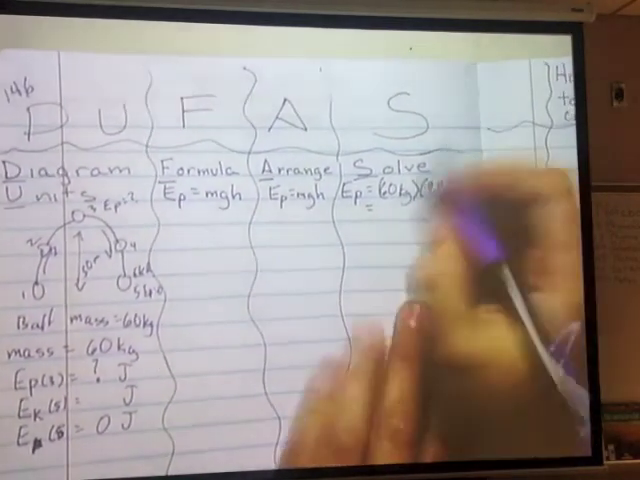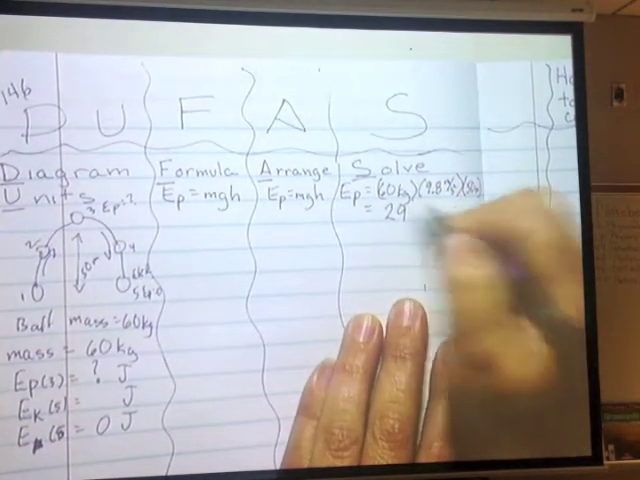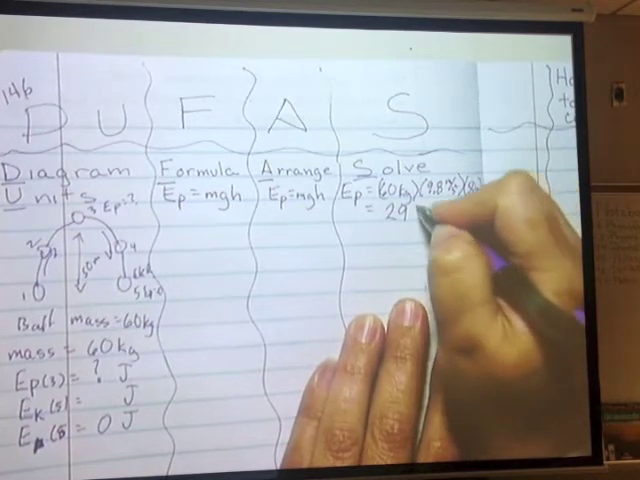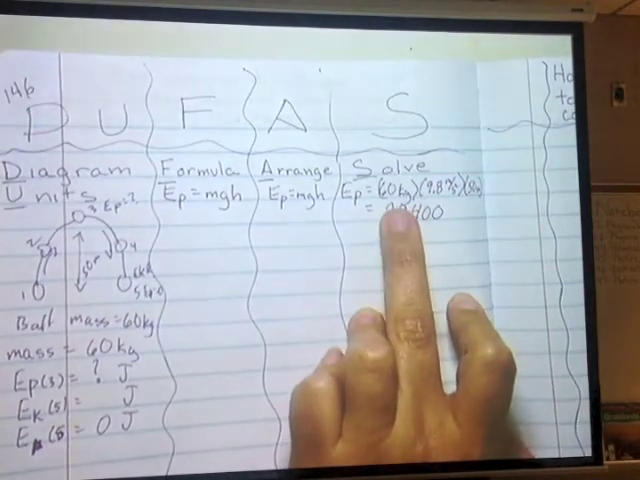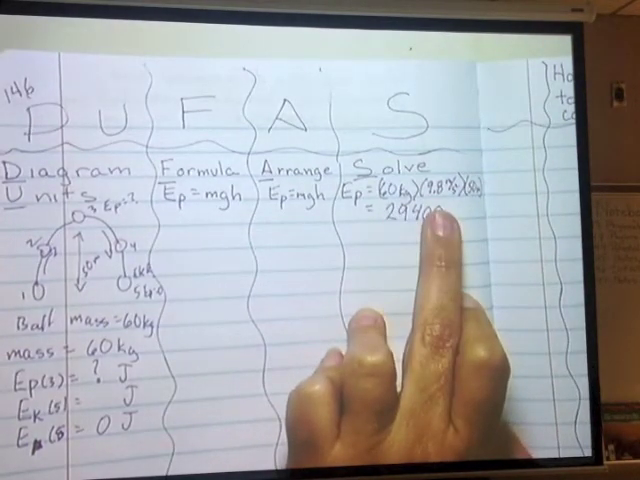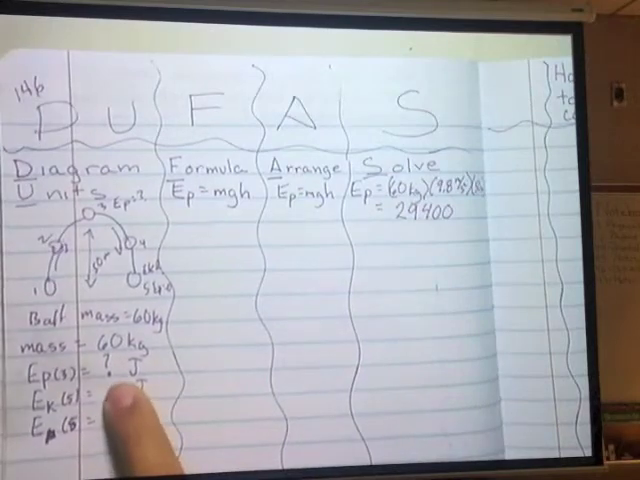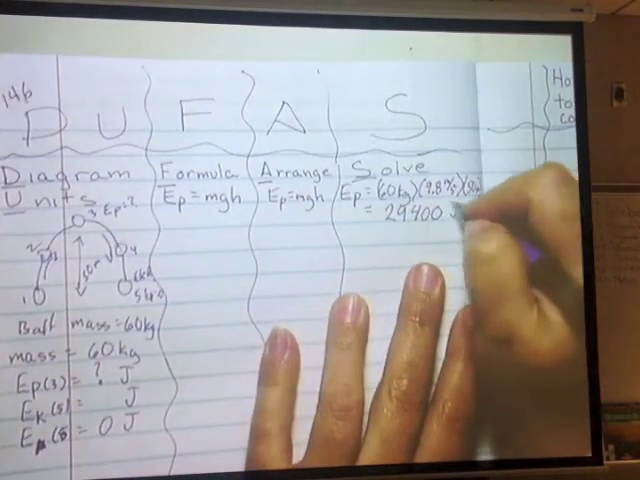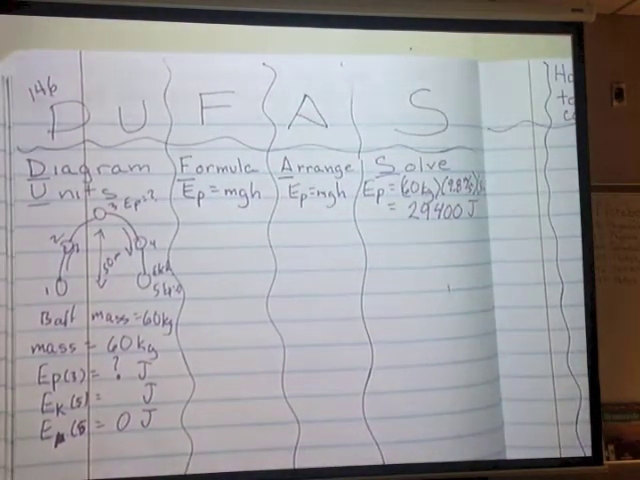So if you already did it, what you should have found is that the potential energy at position 3 is 29,400. Now, if I look at my units, I would have kilogram meter cubed over centimeter squared. But I know that my unit is the joule for energy. So it's 29,400 joules. So that would be your first answer.